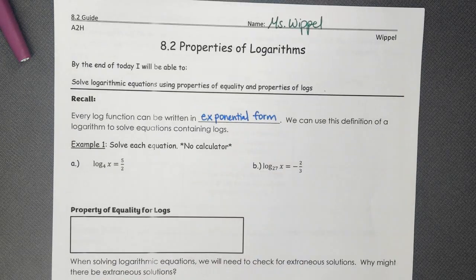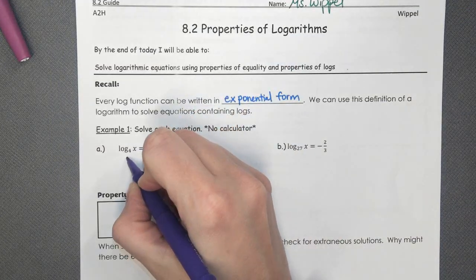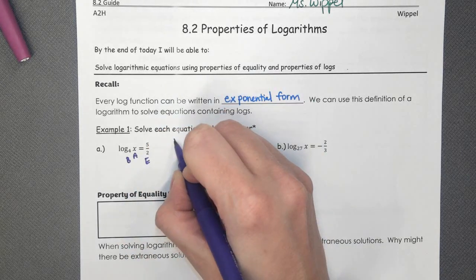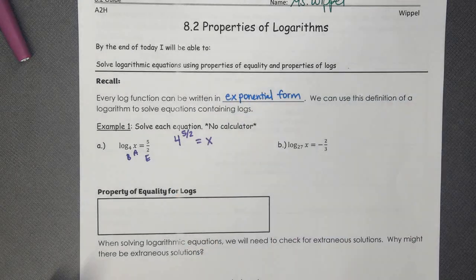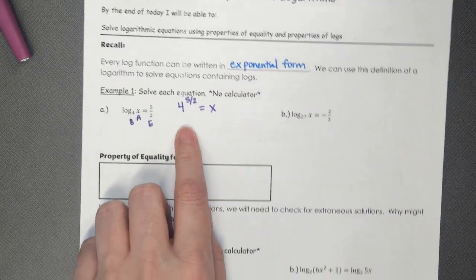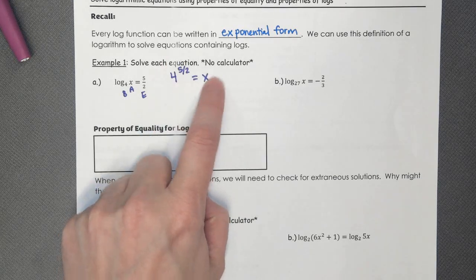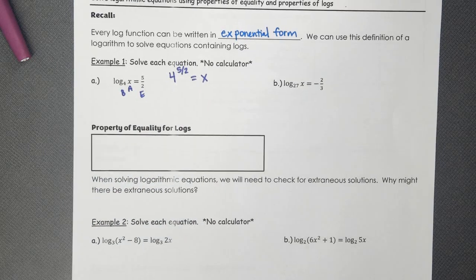When you're writing it in exponential form, that is when you are going to rewrite as the base, the answer, the exponent. So this would be 4 to the 5 over 2 power equals x. If you guys have finished that worksheet, then you know that you are going to be using these properties that we learned in chapter 6. So we can't forget that.